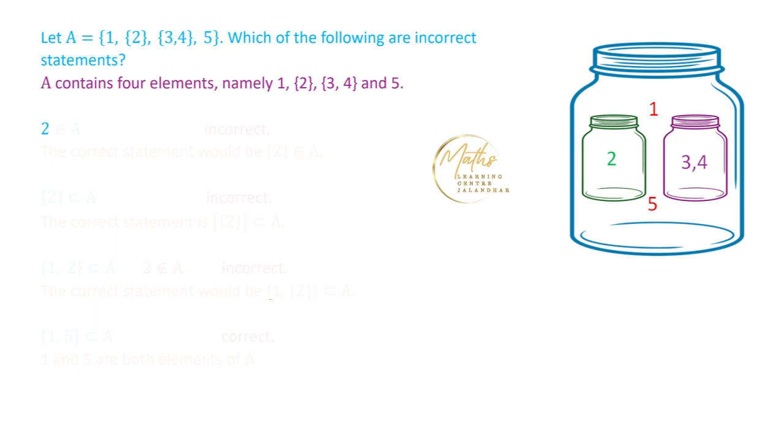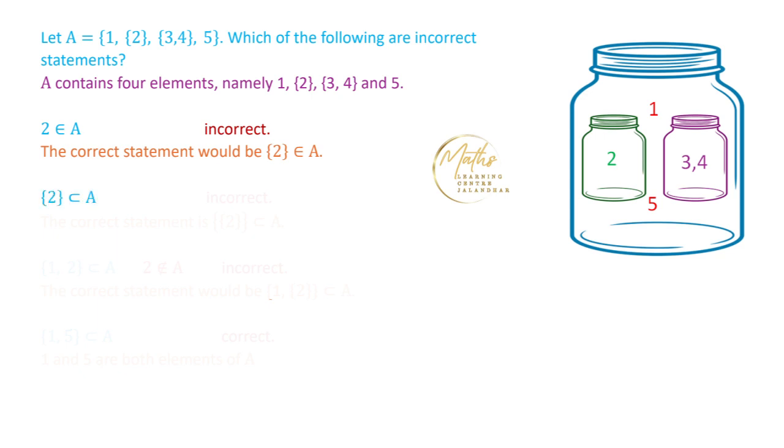Now the first statement we have is 2 belongs to A. So it is clear over here that 2 does not belong to A, but it is this jar containing the 2 which belongs to A. So we are saying this statement is incorrect, and if we have to correct it, the correct statement will be that the set {2} belongs to A. When we are saying set {2}, it means we are talking about this jar which is containing the element 2.